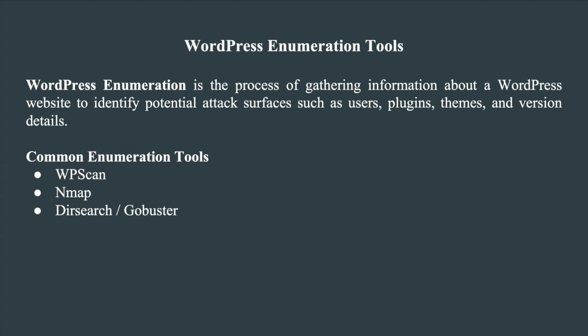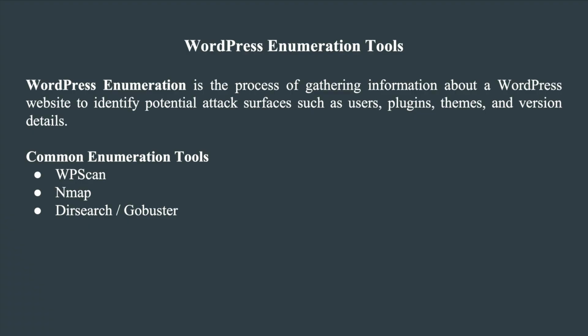WordPress enumeration tools. Enumeration is an important phase in security testing, where the tester gathers detailed information about the target system. Common tools used for WordPress enumeration include WP Scan, Nmap, and directory discovery tools like DirBuster or GoBuster.